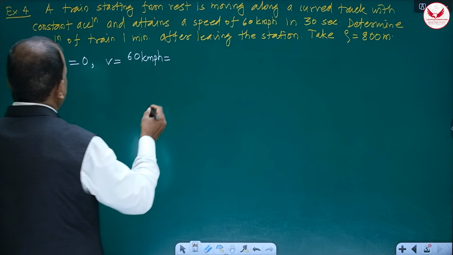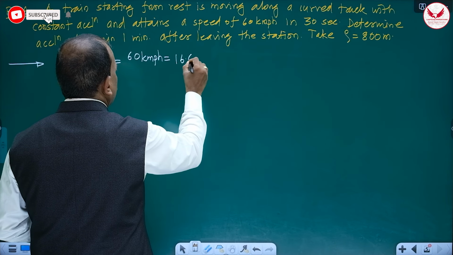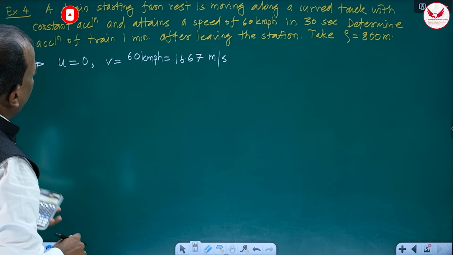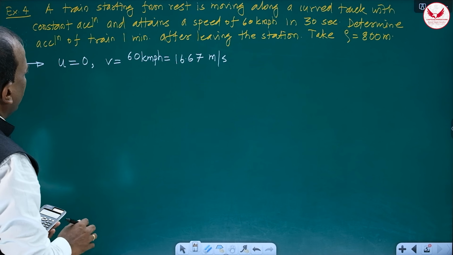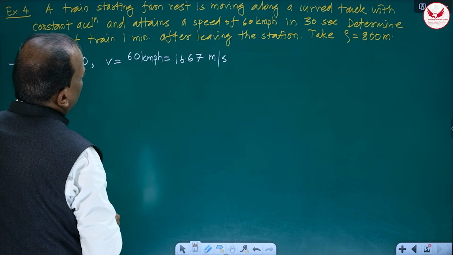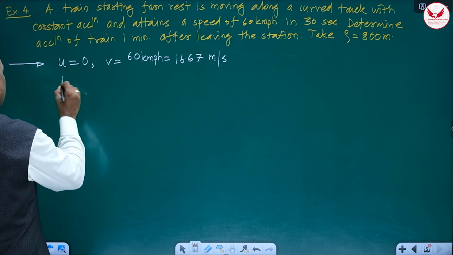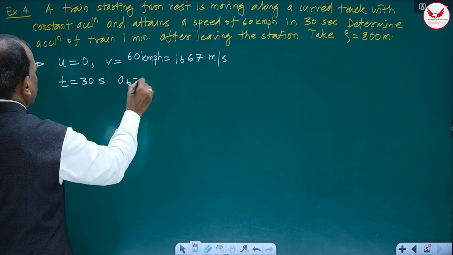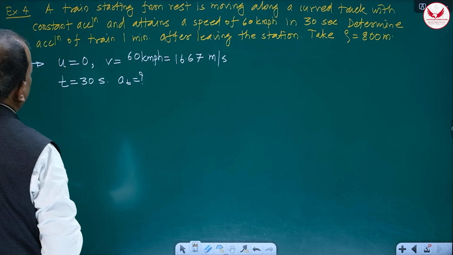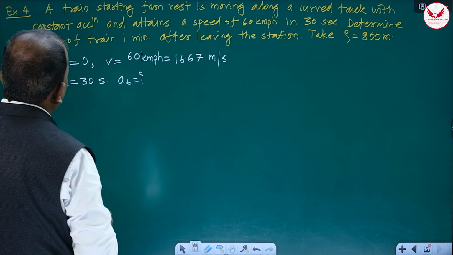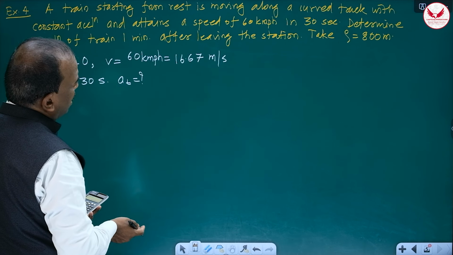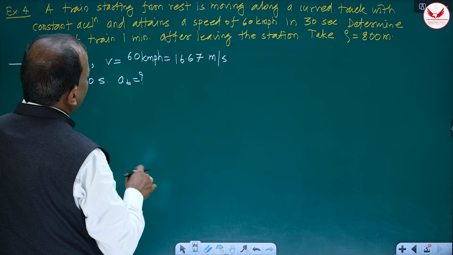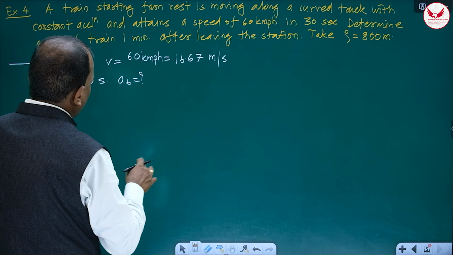It is 16.67 meters per second. It is 60 by 3.6. At a constant rate, means we have to get the speed in 30 seconds. Means t is 30 seconds. Determine the acceleration of the train 1 minute after leaving the station. Means we have to find out total acceleration after 1 minute and take rho is equal to 800.